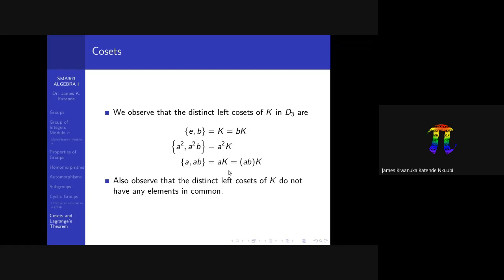So later on, we shall figure out how we can tell that 2 elements determine the same left coset. Like in this case, you have A and AB, they determine the same left coset. You have A squared and A squared B will determine the same left coset and so on. So later on, we shall see how we tell if 2 different elements will determine the same left coset. But here, since there are a finite number of elements to check, you can check that these are the only left cosets of K in the dihedral group that you can obtain.